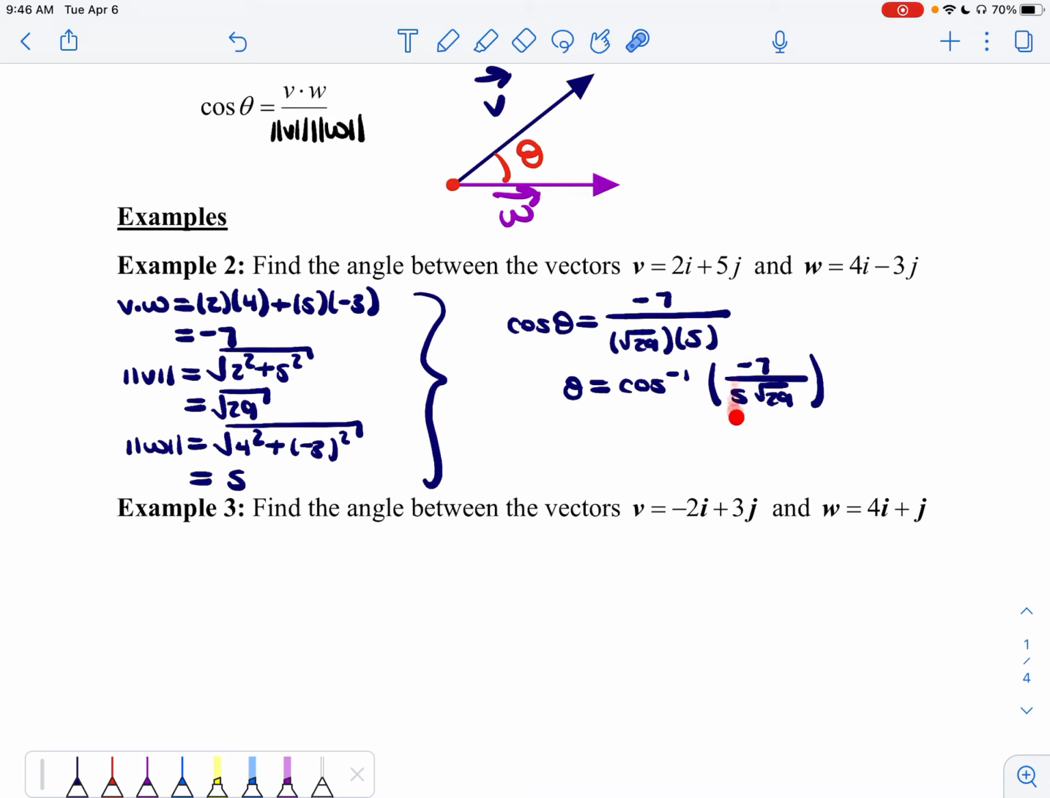Now, if you want to, you can try and simplify this fraction. You can rationalize your denominator, but since we're just plugging it into the calculator anyway, I'm not going to bother. I'm just going to leave it unrationalized. So if we plug this in, we would get the angle 105.07 degrees as our final answer. So that is going to be the angle between our two vectors. Okay, I'm going to leave example 3 for you guys to try on your own.